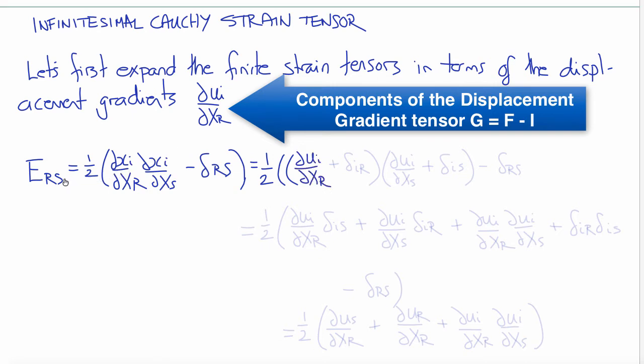So therefore, the Lagrangian Green strain components, E rs, which are 1/2 of del xi over del Xr, del xi over del Xs, minus delta rs, will expand to give 1/2 of del ui over del Xr plus delta ir, times del ui over del Xs plus delta is, minus delta rs.